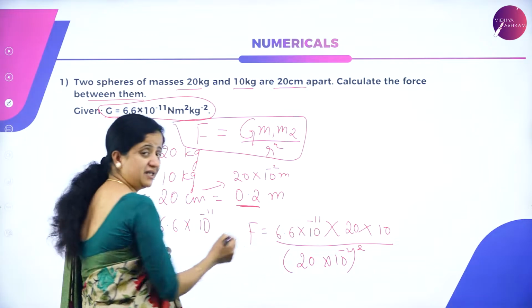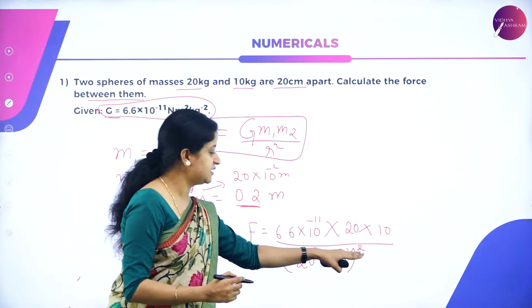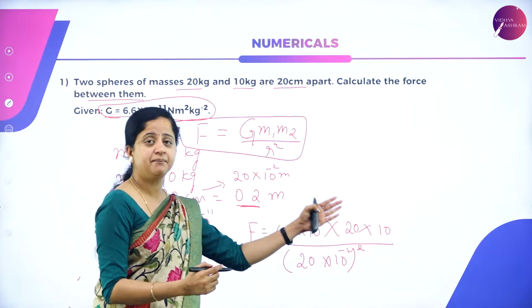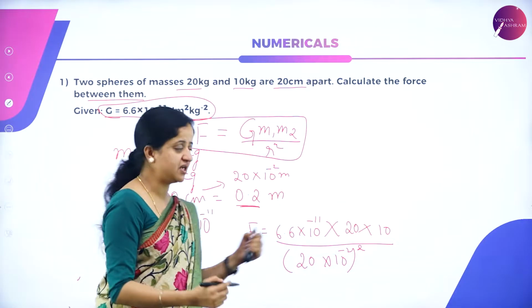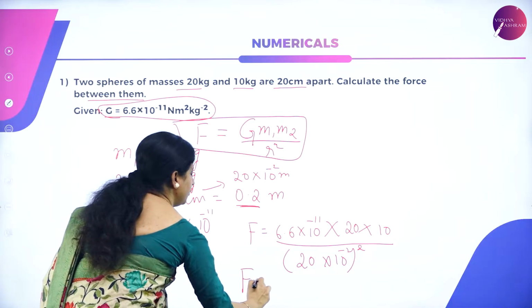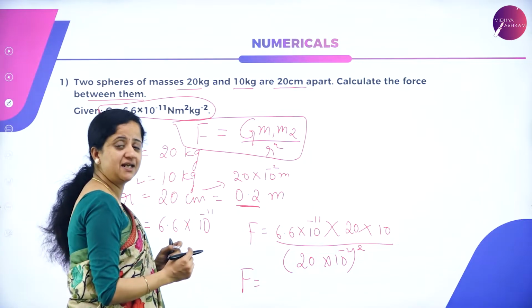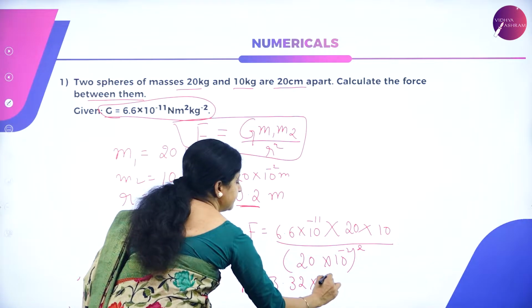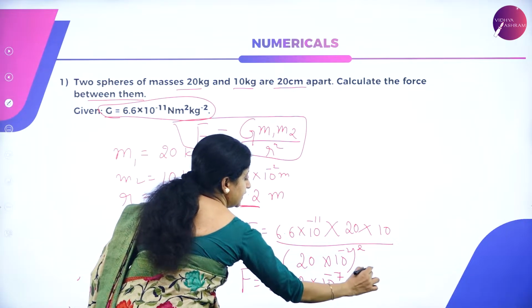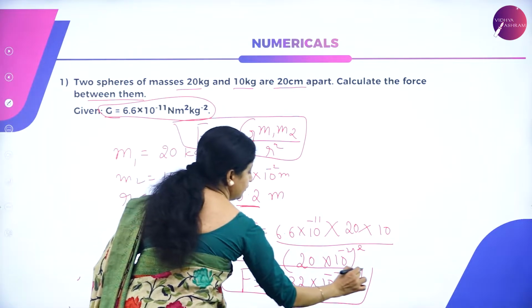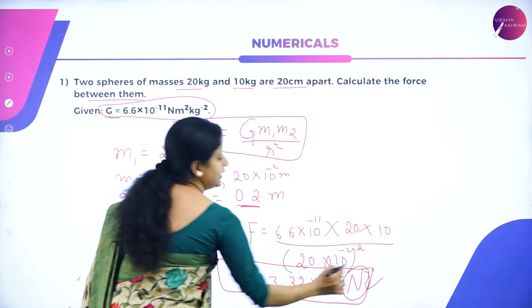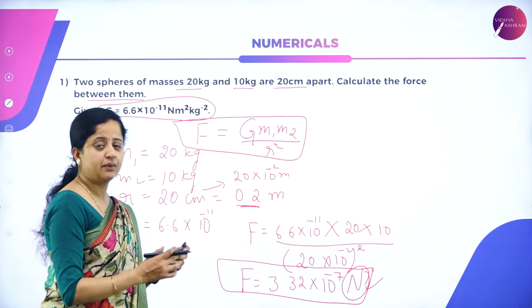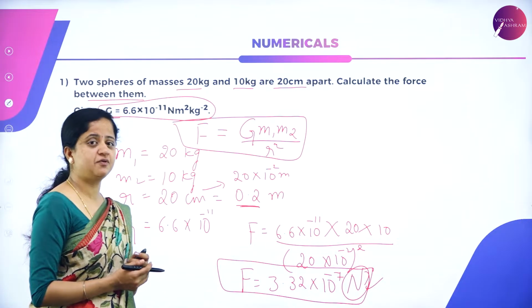We have minus 11 in the numerator. So this minus 4, when it goes to the numerator, it becomes plus 4. So minus 11 plus 4 is minus 7, and the answer of force that exists between two masses is 3.32 into 10 to the power minus 7 Newton. Since we are calculating force, the unit is Newton. We should not forget mentioning the unit in any of the quantities. So we'll move on to the next problem now.